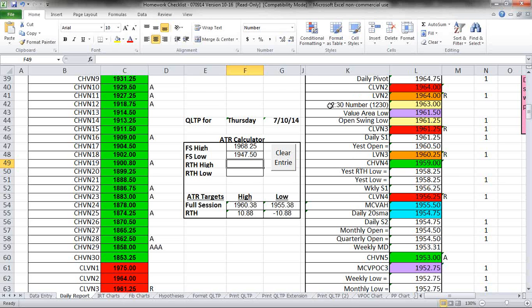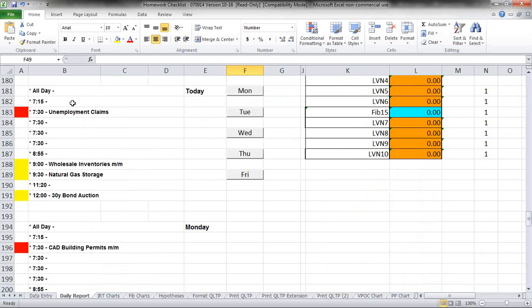We just had unemployment news. It really didn't make much of a difference, simply because the market already made a major move. I'm not even sure if it was good or bad. We do have wholesale inventories and natural gas at 9 Central and 9:30 Central, and then we've got the 30-year bond auction at 12. The bond, I think, is going to be the one that's interesting, not so much the wholesale or the natural gas.